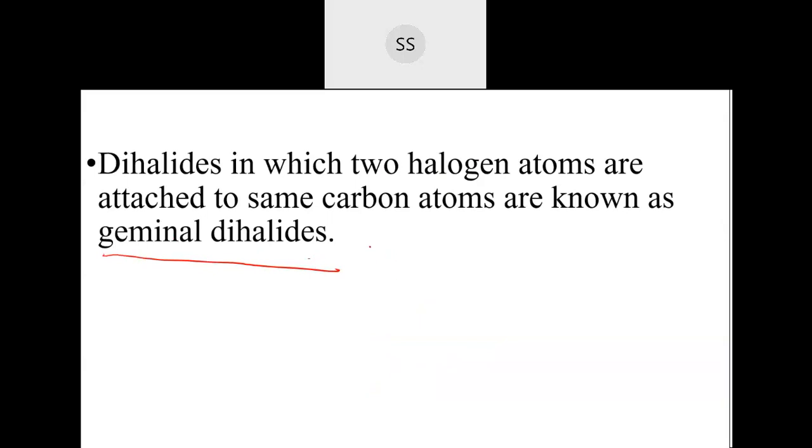I hope this was clear to everybody. Dihalides are of two types: one is vicinal, one is geminal. Vicinal means they are neighbors, in the vicinity of each other. Geminal means they belong to the same carbon atom, attached to the same carbon atom. So, moving on with our preparation using vicinal dihalide.